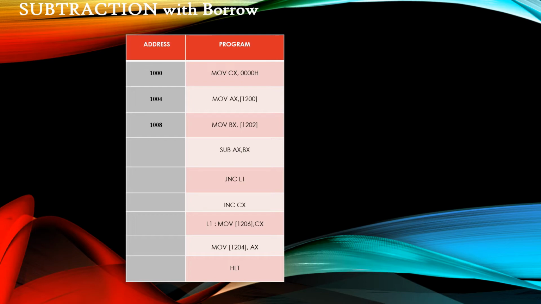Therefore from that I am moving it to the BX register. This one is also 4 bytes wide, so the next instruction will be at the memory location 100C. Here I am performing the subtraction operation between the registers AX and BX. It's a 2 byte instruction.